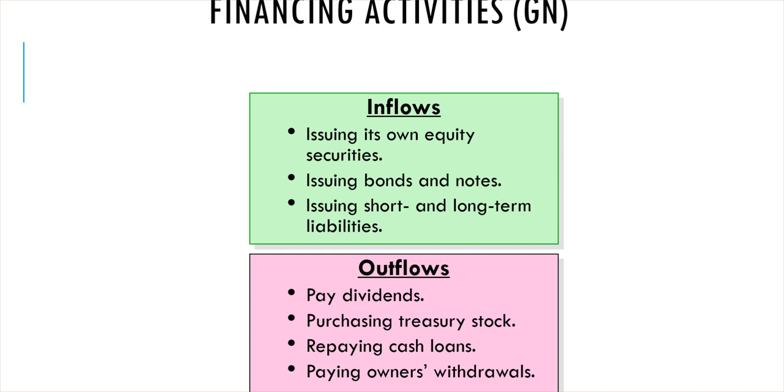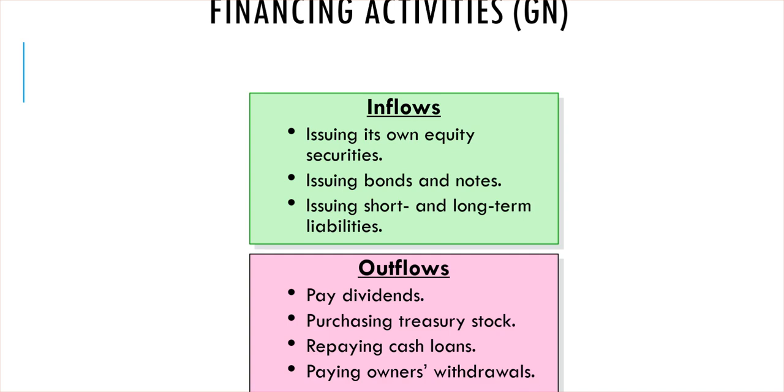The other thing which causes a reduction in cash is when you pay dividends, when you purchase your treasury stock, and when you pay off the loans, and the loans are going to be the long-term loans. And then if it says paying owners' withdrawals, well, for us, we're just going to have corporations, and so we're going to be talking about dividends.